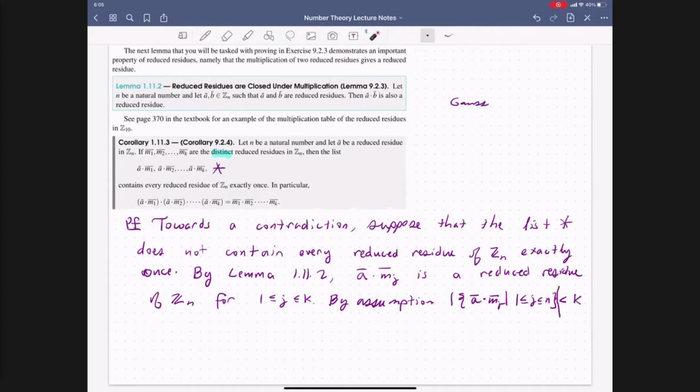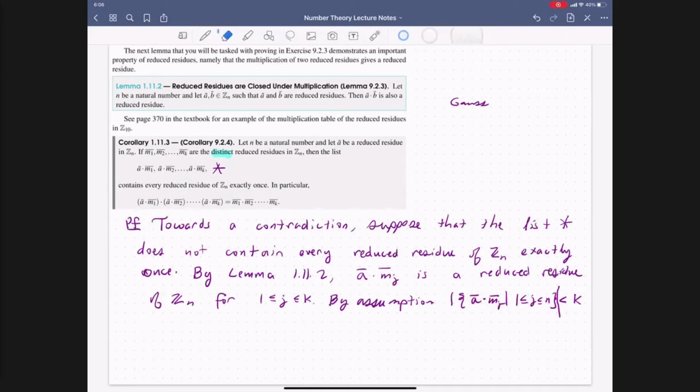So this notation I'm using here is the number of elements in the set. And of course, if it was equal to k, then we must have all the distinct reduced residues, because the assumption is that m1, m2 to mk bar are the distinct reduced residues. So there are k distinct reduced residues in the integers modulo n. If the number of elements in this set was exactly equal to k, that would contradict our assumption that this list does not contain all the distinct reduced residues of the integers modulo n exactly once. So this is less than k, but if it's less than k and they are all reduced residues, that means we must have a repeat.